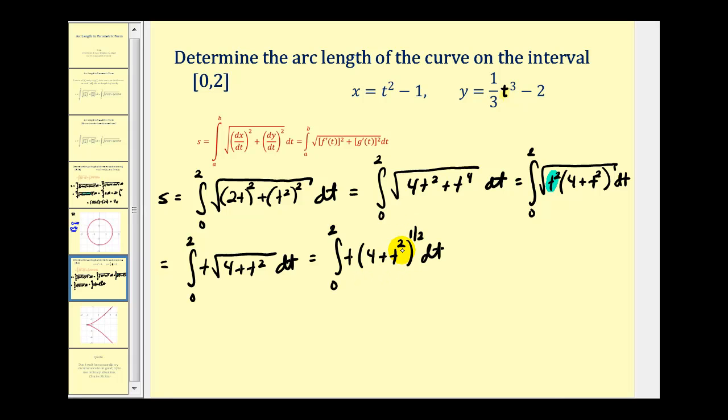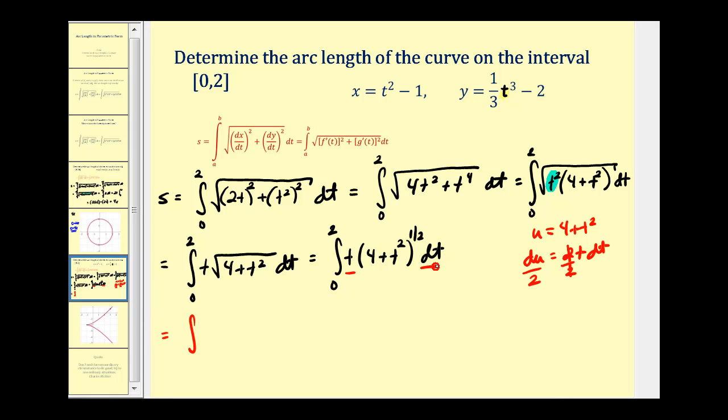Notice that 4 plus t squared has degree 2 and t has degree 1. So this tells us we can use the technique of u substitution to evaluate this integral. Meaning if we let u equal 4 plus t squared, then du is going to equal 2t dt. And notice we have a t dt in our integral, so we'll go ahead and divide by 2. We can replace t dt with 1/2 du, and we can replace 4 plus t squared with u. Let's go ahead and do that.